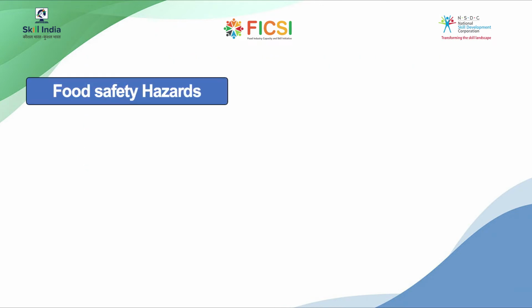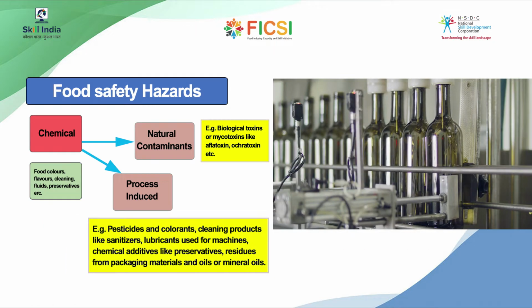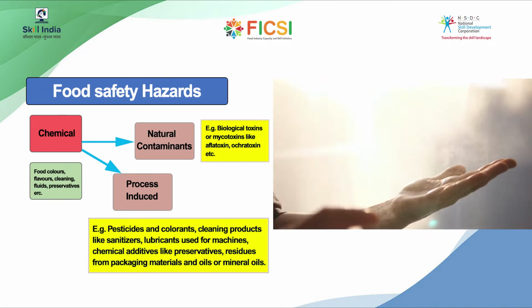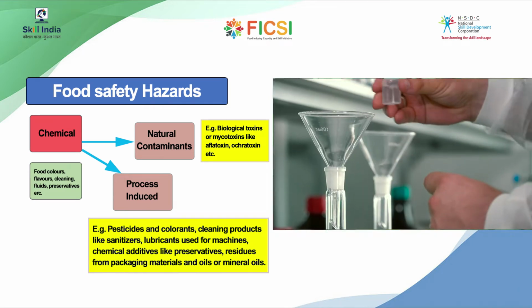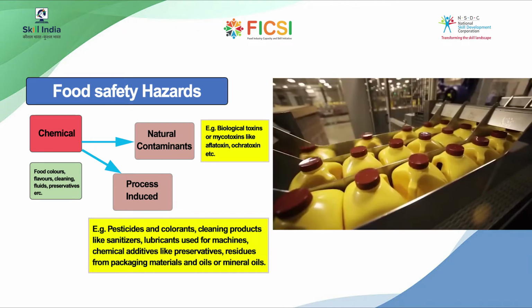Chemical hazards refer to the presence of chemical substances that can cause foodborne illnesses and are categorized into natural chemical contaminants and process-induced chemical contaminants. Natural contaminants can be biological toxins or mycotoxins like aflatoxin, ochratoxin and others. Process-induced chemicals refer to toxins that come into the food during manufacturing and packaging. For example, pesticides and colorants, cleansing products like sanitizers, lubricants used for machines, chemical additives like preservatives, residues from packaging materials, and oils or mineral oils.